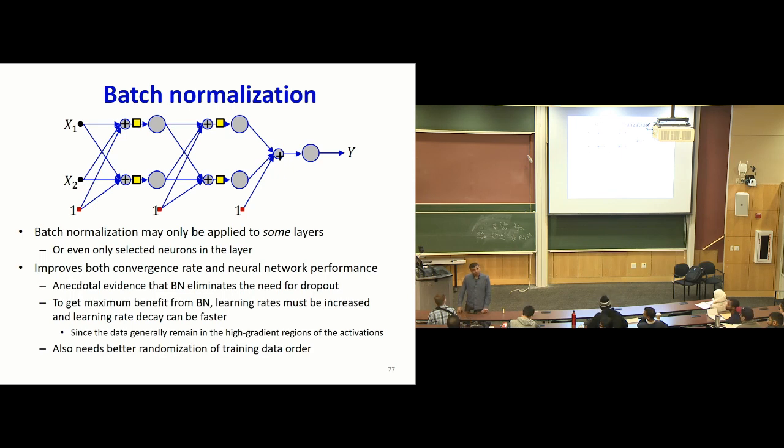This is being applied differently for each neuron, right? For each neuron, across the batch. Across the batch. You're absolutely right, right? And for BN to really work, you need better randomization of the training data. Otherwise, you can have all kinds of clumpy effects and strange stuff happening.